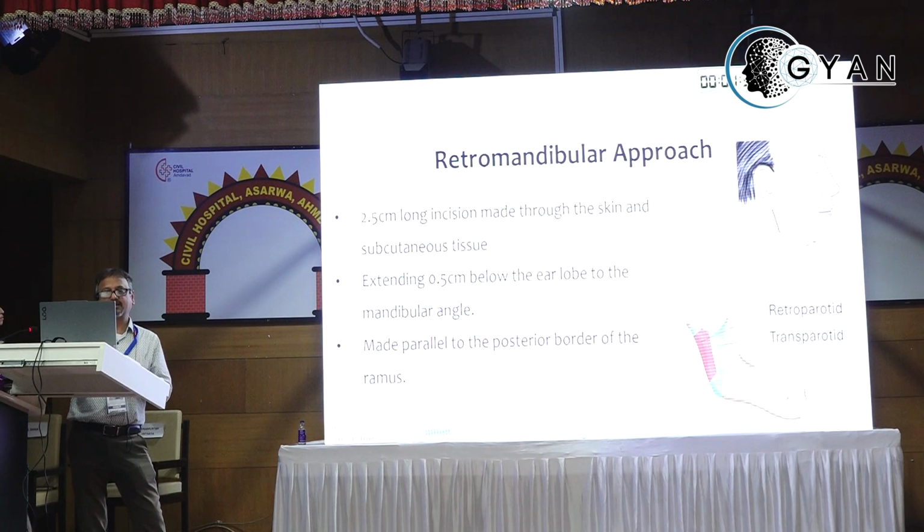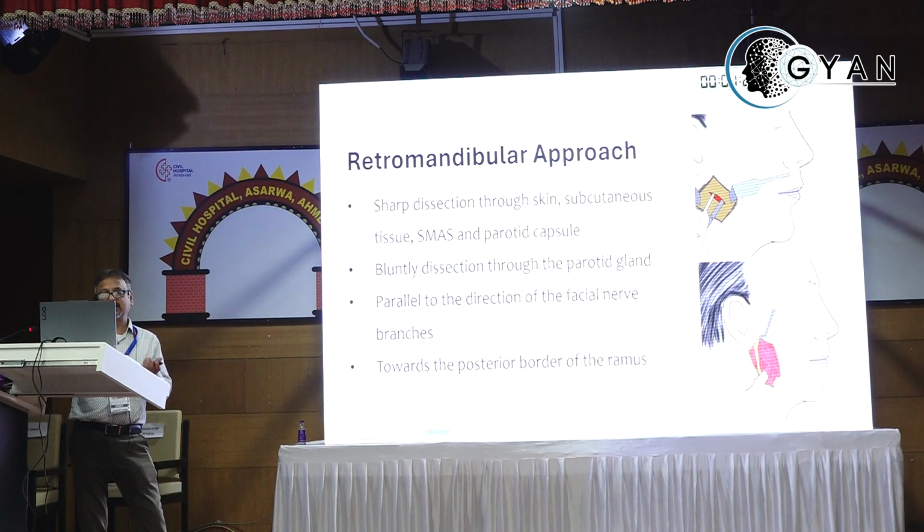Again, retromandibular approach, it's almost vertical to the posterior. There are modifications which will come later. If you want to do a retromandibular transparotid, it's almost vertical. If you want to do a retroparotid, it will be a bit oblique from the mastoid towards the angle of the mandible. As I said, skin, subcutaneous tissue, SMAS, and the parotid capsule. These are the areas we have to maneuver.